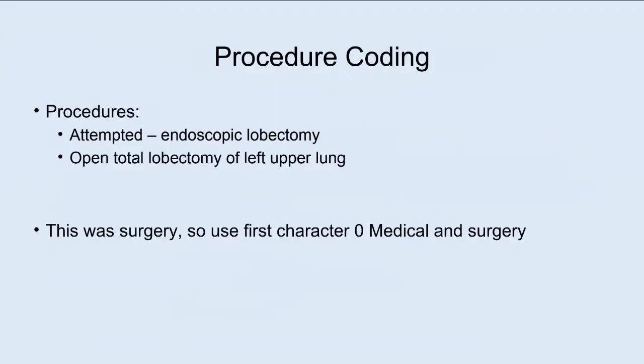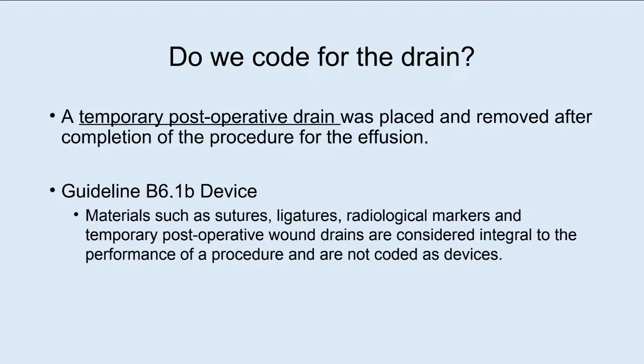Okay, so now we can go on to procedure coding. So the procedures are an attempted endoscopic lobectomy and then converted to open total lobectomy of the left upper lobe of the lung. This was surgery, so we know the first character is zero in the medical and surgical section. Wait a minute, do we code for the drain? Well, there's a guideline on that. There's a guideline on everything.